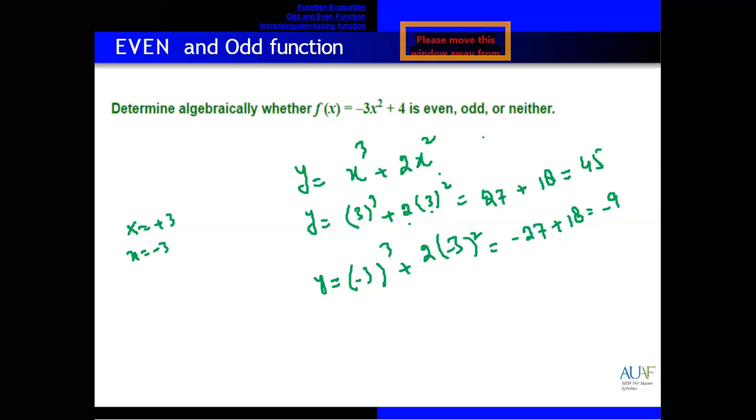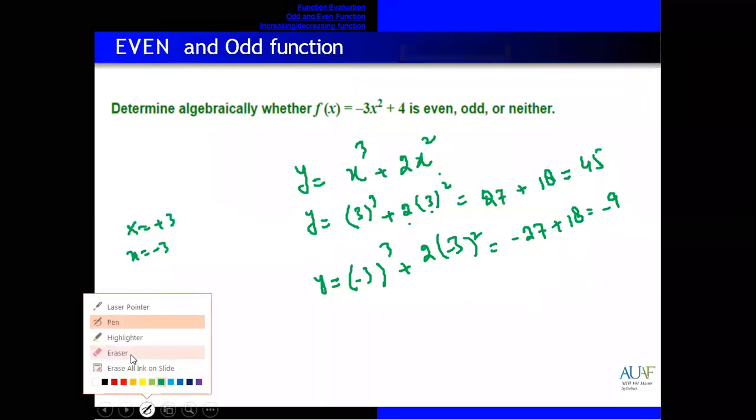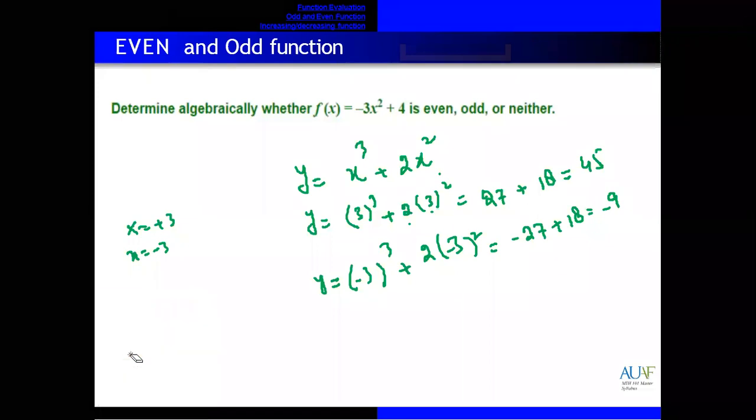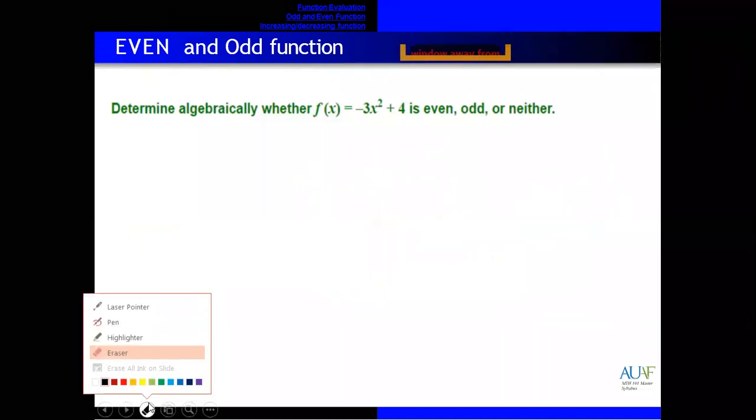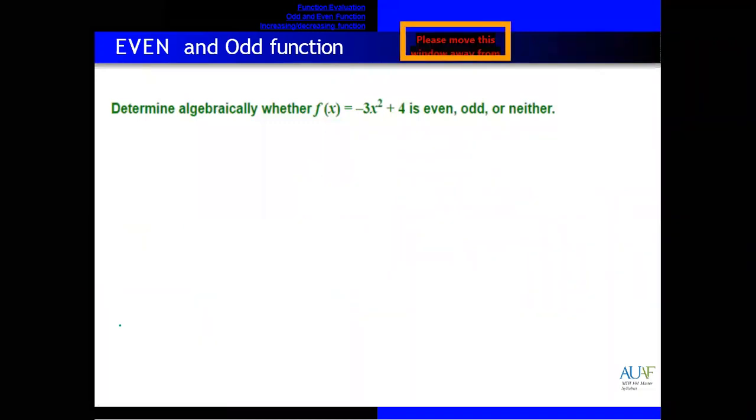Okay, Khadija, excellent. So our main question was how to prove whether a given function is an even function or an odd function. We can also prove this with the help of giving a value. We have this function y is equal to f of x is equal to minus 3x square plus 4.